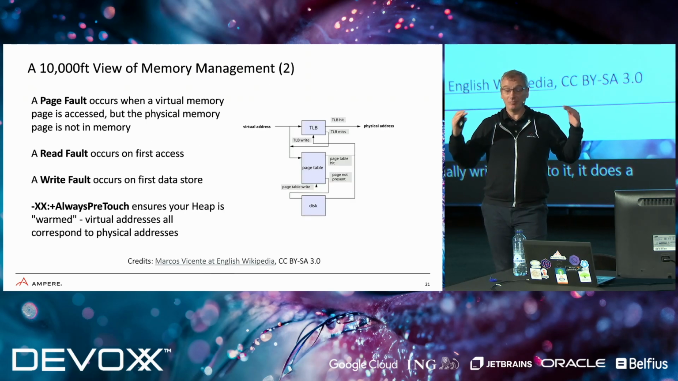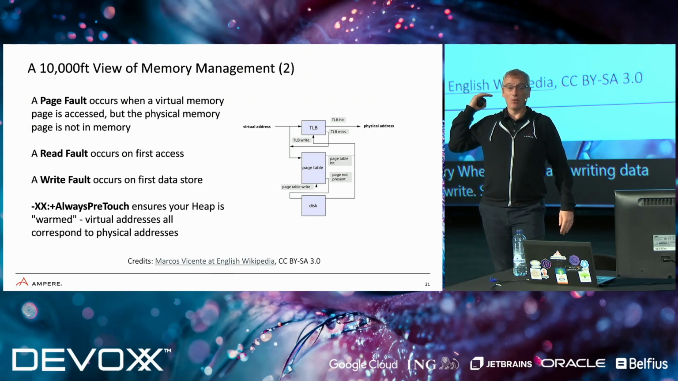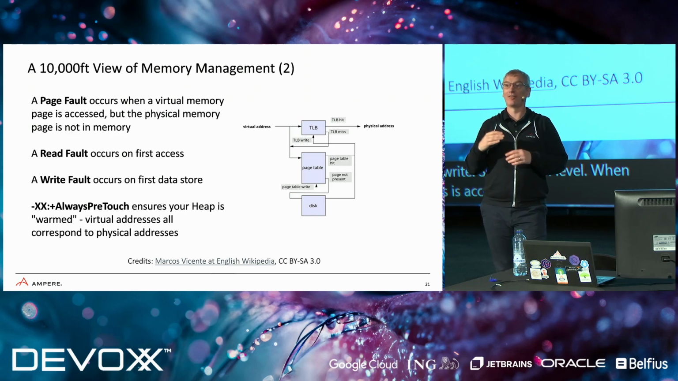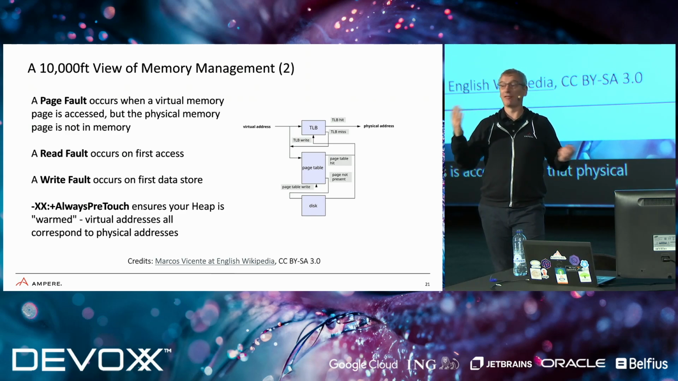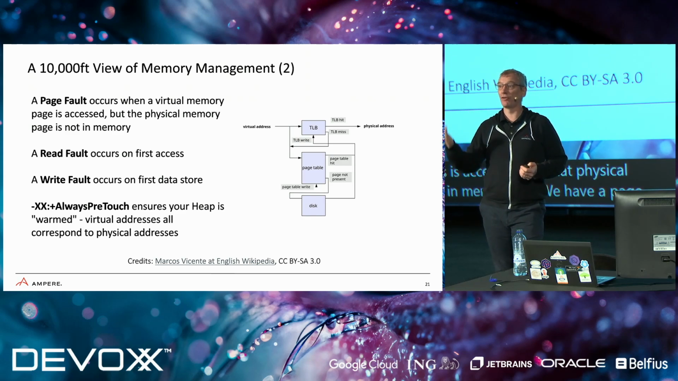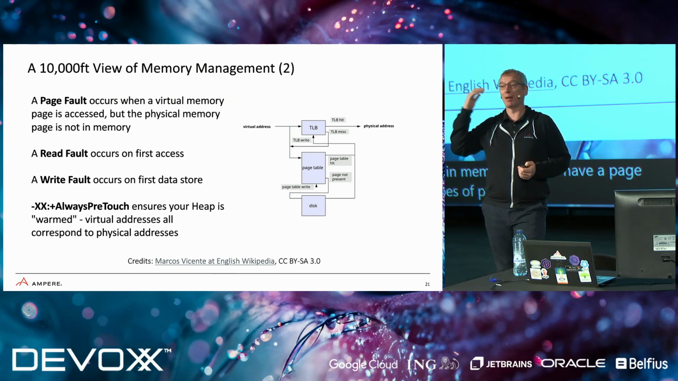So at a high level, when a virtual memory address is accessed, but that physical memory address is not in memory yet, we have a page fault. There are two types of page faults. Read faults happen when you read memory for the first time, and a write fault happens when you're storing to memory.